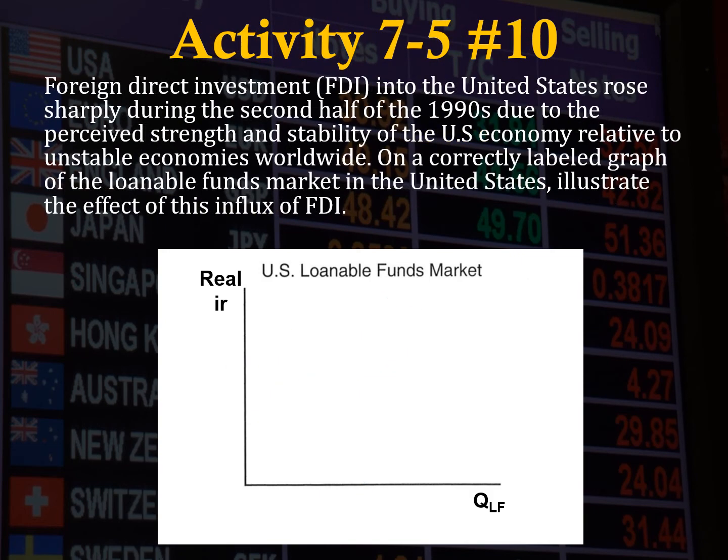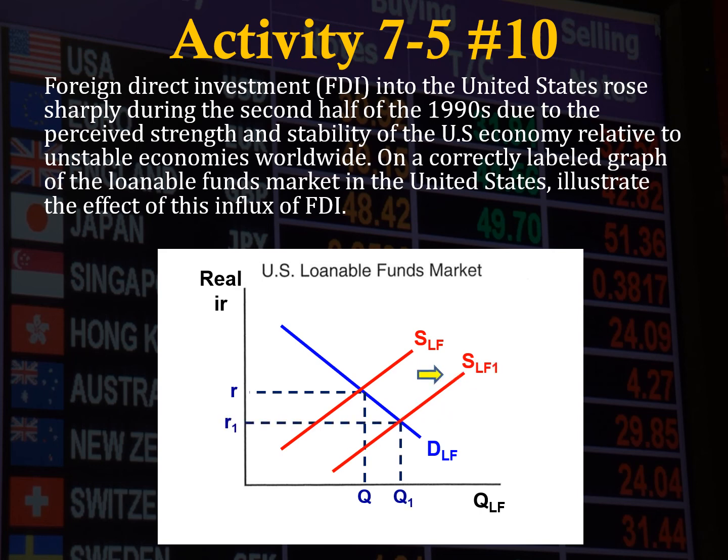Number 10, foreign direct investment into the U.S. rose sharply during the second half of the 90s due to the perceived strength and stability of the U.S. economy relative to unstable economies worldwide. On our correctly labeled graph of the loanable funds market in the U.S., illustrate the effect of this influx of foreign direct investment. So there's a loanable funds graph. Since money comes into the U.S., capital inflow, that's going to increase the supply of loanable funds, thereby lowering the interest rate due to the influx of foreign direct investment.